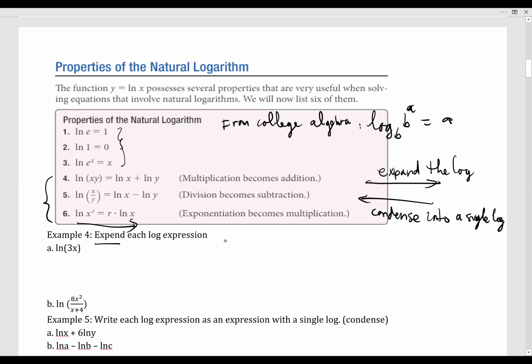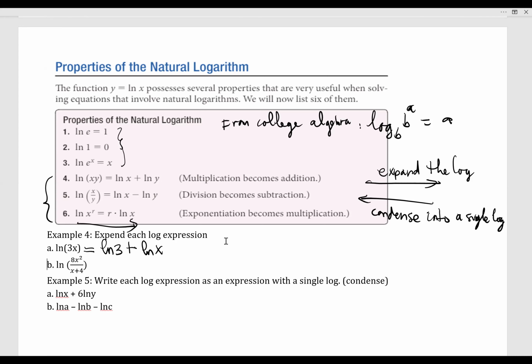So in here, I notice that the argument is 3 times x, which is a multiplication. So I'm going to change it to an addition of logs. It's going to be ln of 3 plus ln of x. In here, I know that there are two factors inside of the argument, which are 3 and x, so I'm just going to change it to ln 3 plus ln x. Okay, no doubt for this.